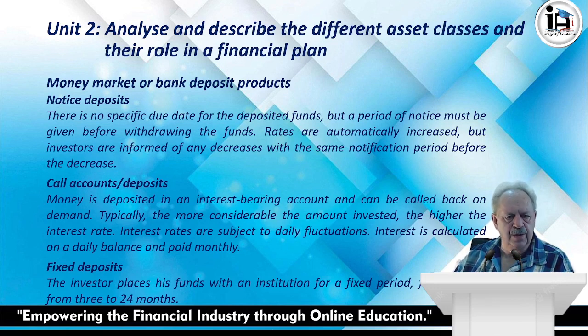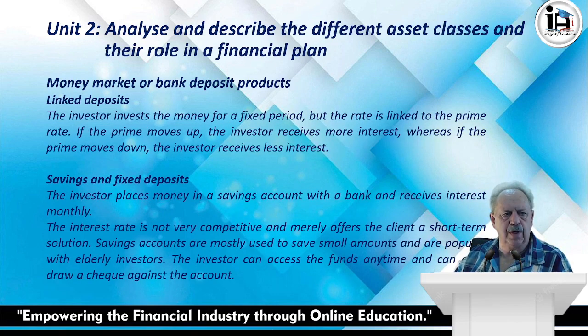Then you get your fixed deposits. The investor places funds with an institution for a fixed period, let's say, for example, anything from 3 months to a 24-month period. Then you get your linked deposits. The investor invests the money for a fixed period, but the rate is linked to the prime rate. If the prime rate moves up, the investor receives more interest, whereas if the prime rate moves down, then obviously the investor receives less interest.